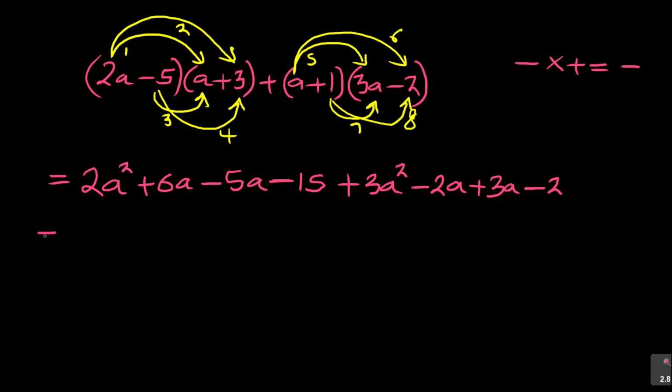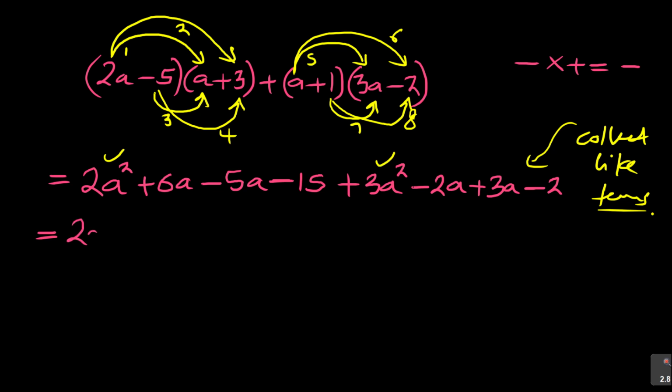Alright, then from here, come back to the issue of collecting like terms. Collect. Don't forget, collect like terms. Alright, so what is like terms? Look for the square, I see them. So I'm going to have 2a squared plus 3a squared. Then after that one, I'm seeing the 6a, 5a, 2a, and 3a. Don't forget the signs. Don't forget the signs.